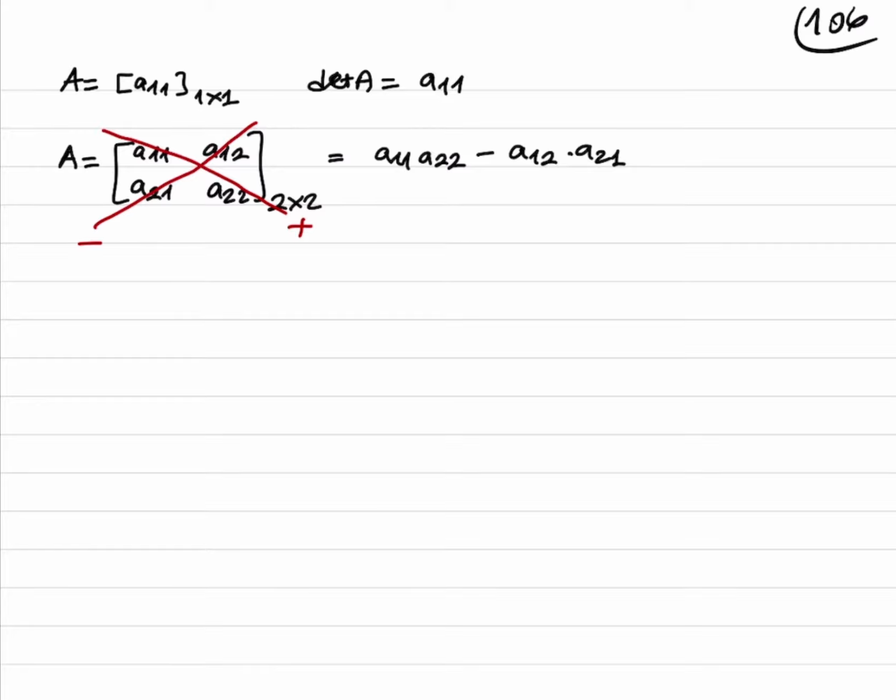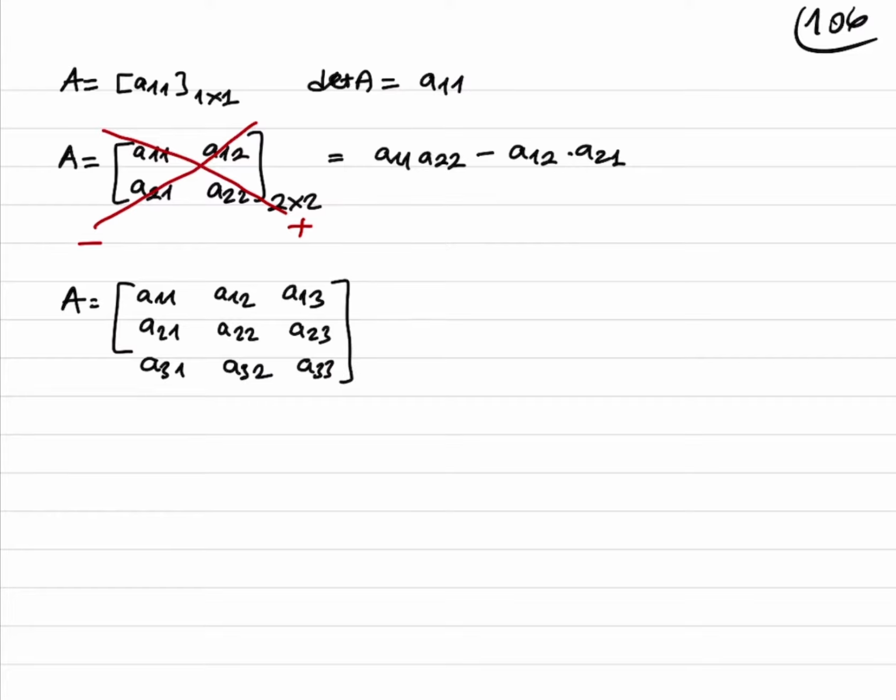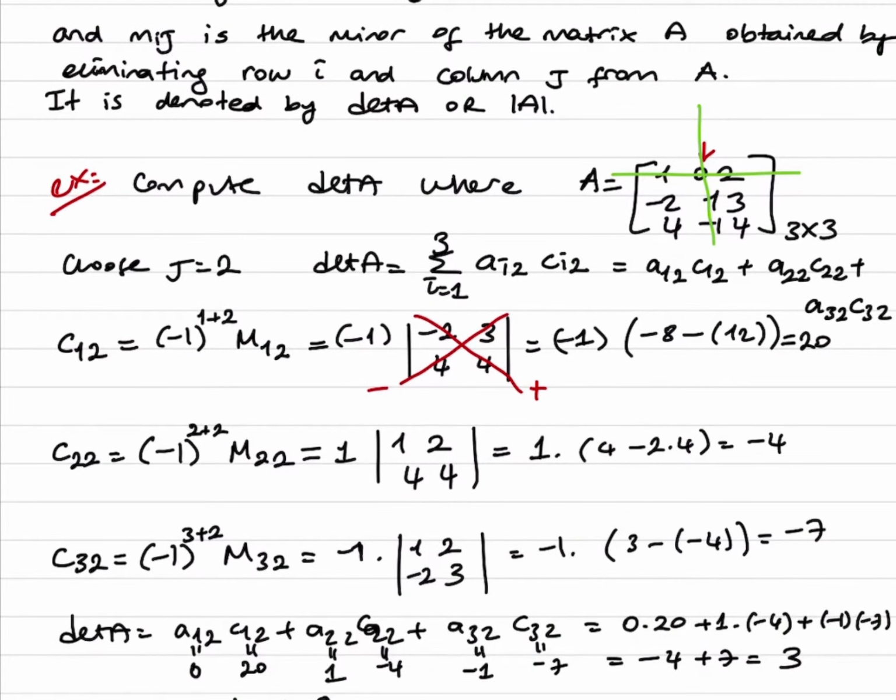Great. What about a 3 by 3 matrix? So you have A11, A12, A13, A21, A22, A23, A31, A32, A33. So this is a 3 by 3 matrix. Okay, we use the second column. So here we use the second column to compute this determinant.